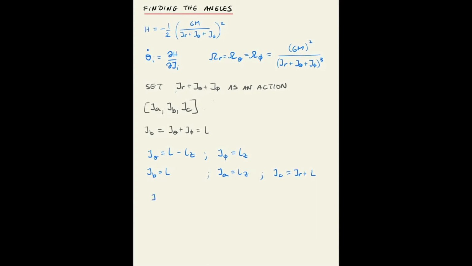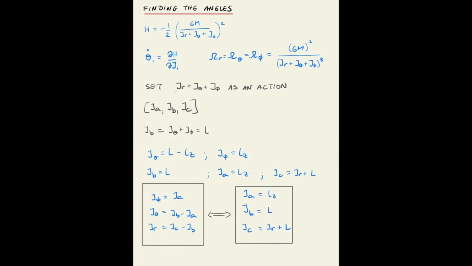We have J_phi is equal to L_Z, which is equal to J_A. We have that J_theta is equal to L, which is J_B, minus L_Z, which is J_A. And J_r is equal to J_C minus L, which is J_B. Okay, so these are our new actions. J_A is the vertical component of the angular momentum, J_B is the angular momentum, and J_C is what appears in the Hamiltonian. So we have now a Hamiltonian that is very simple, depending on only one of the actions, J_C. That makes it very easy to solve the equations of motion.